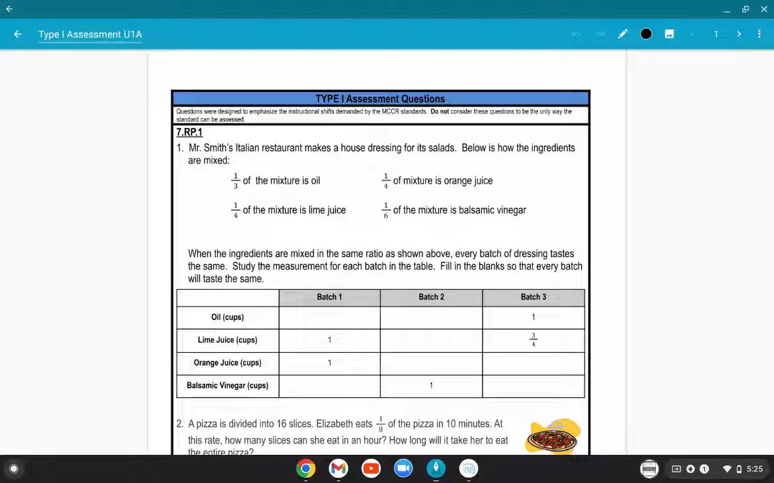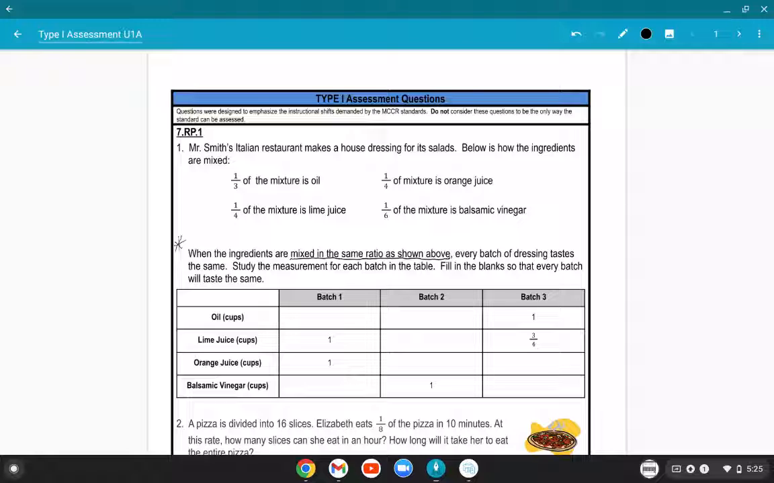So, with number one, we're at Mr. Smith's Italian restaurant. That's not important information that's going to help us solve the problem. They give us the numbers. That's fine. Not too important. Now, this paragraph right here is what's going to tell you how to solve the problem. In order for everything to taste the same, everything must be mixed in the same ratio as shown above. This means that we're going to work with complex fractions.